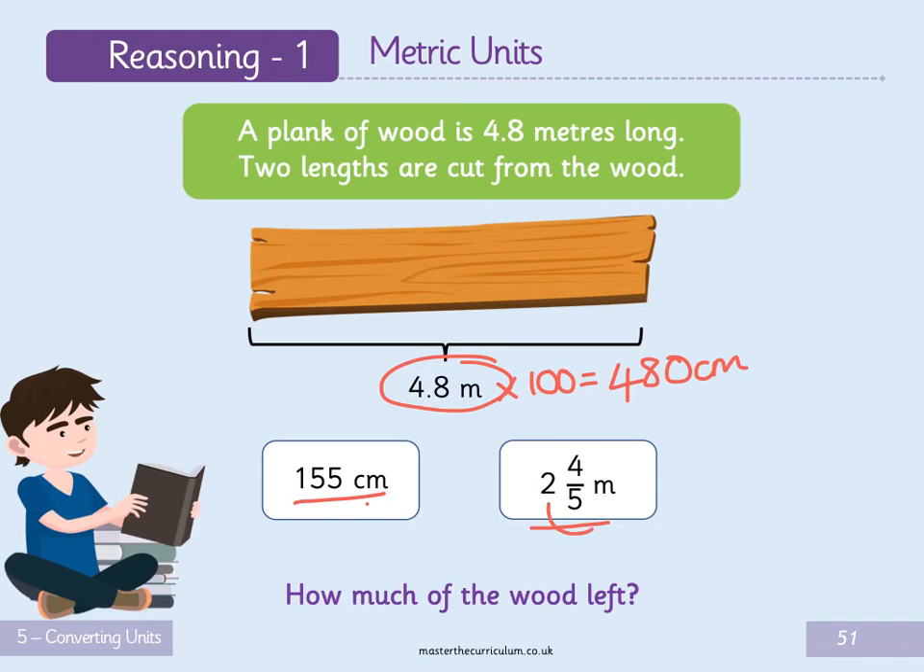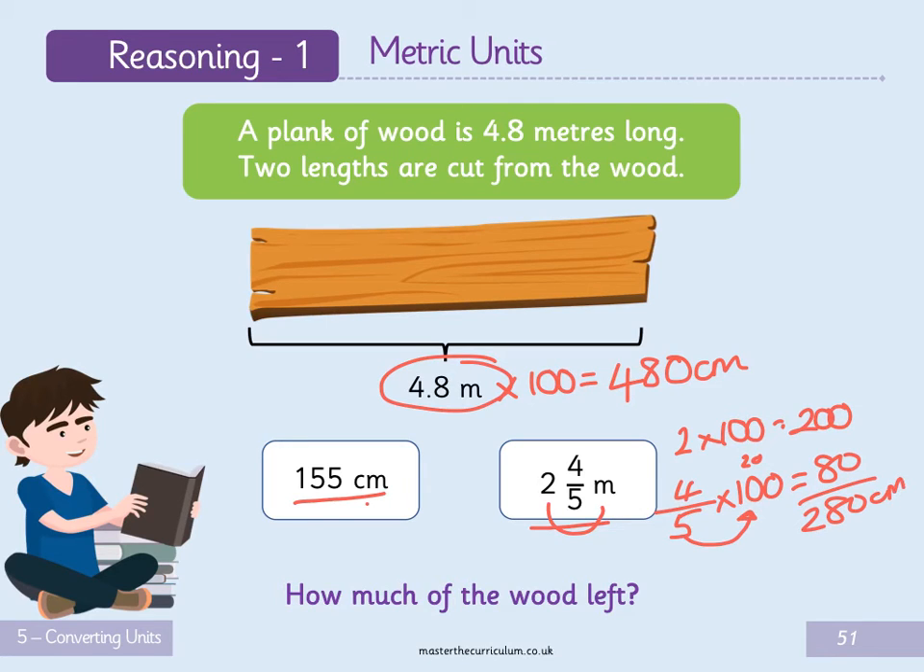So 2 meters is easy, because 2 times 100 is 200. Okay, now I've got 4/5. I need to work out what is 4/5 of 100. So we have to go back to our fractions here. So how many 5s go into 100? That's 20. And 4 lots of 20 are 80. So that's 280 centimeters.